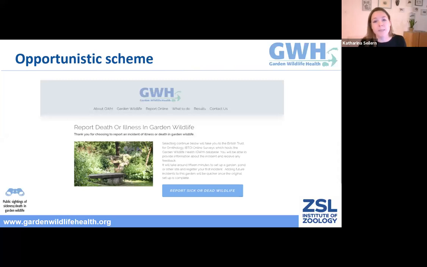If a freshly dead carcass is available, there will be a box that you can tick, which will prompt one of the project veterinarians, so me or my colleagues, to contact the reporter regarding the possibility of a submission to us for postmortem examination, which is under strict veterinary instructions, and all costs are always covered by the project, so it's free to participate.